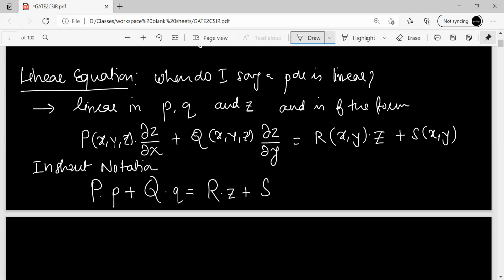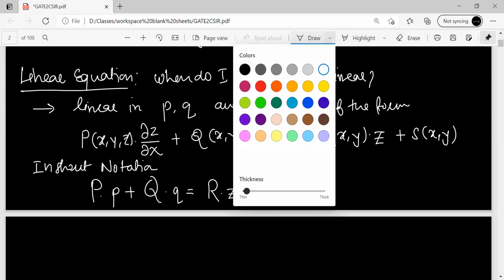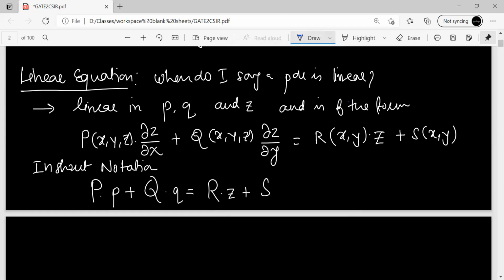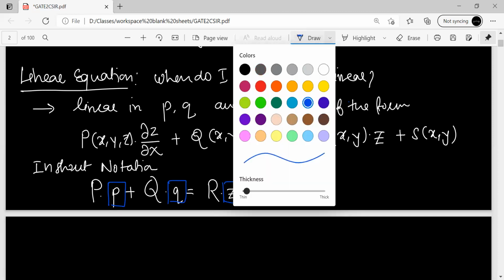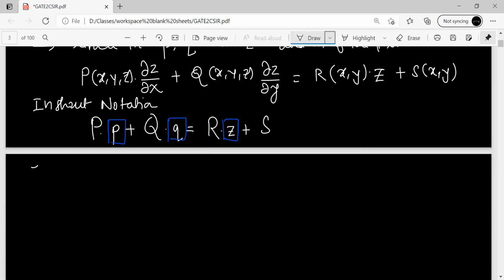Okay, and see, there are no powers over this P, Q, and Z, so you have to take care of that. It should be linear in P, Q, and Z. Then the PDE is said to be linear. Now let me write down an example to understand when the PDE is linear. You can have y x square p plus, say, x square y square q. Write down anything, it doesn't matter, because it should be linear in P and Q.